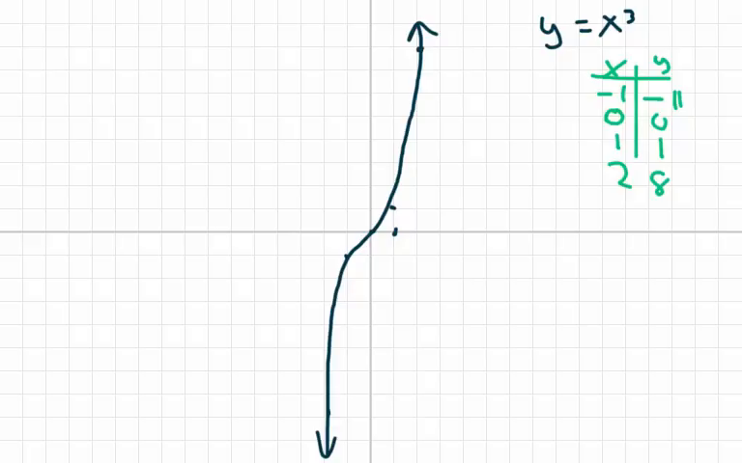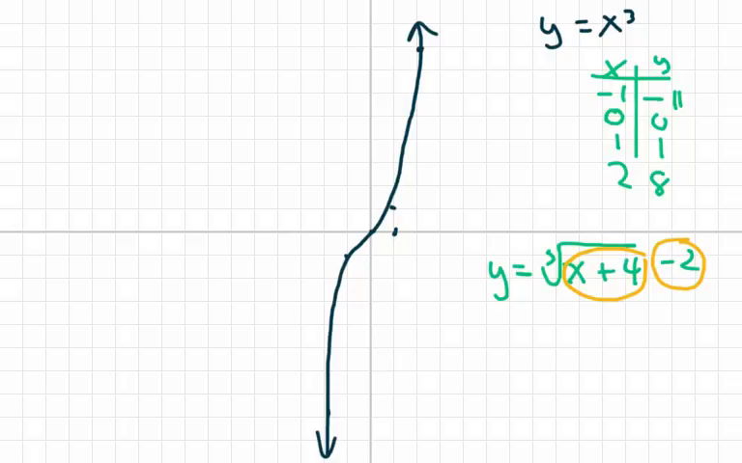So let's say we're going to transform this, and our transformation is going to be y equals the cube root of x plus 4 minus 2. Well, this is a shift to the left by 4 and down by 2. So I'm shifting my center. Right here is my center at 0, 0. I'm going to the left, 1, 2, 3, 4, to the left by 4, but then it's moving down by 2.